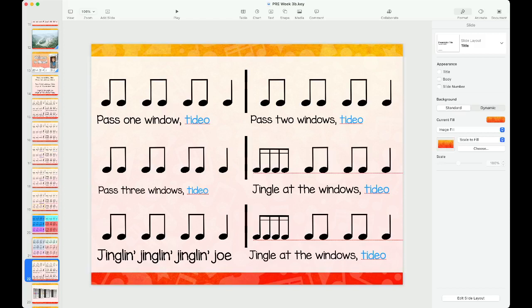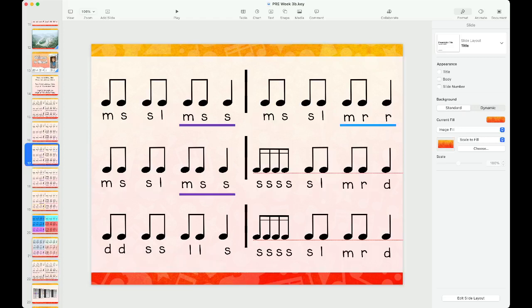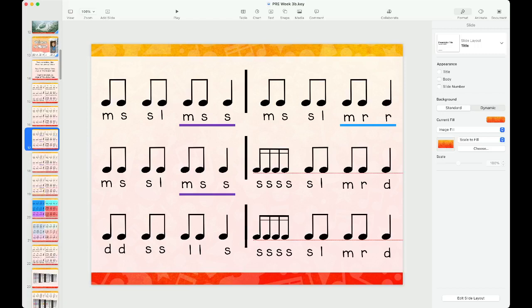The other thing is, if you're projecting this onto a whiteboard, grab a whiteboard marker and just draw a line underneath. I've done it fancy in PowerPoint, but you don't have to do that. You could just grab a marker and do it old school. So this is sort of the prep work that we do before we ever get to instruments.